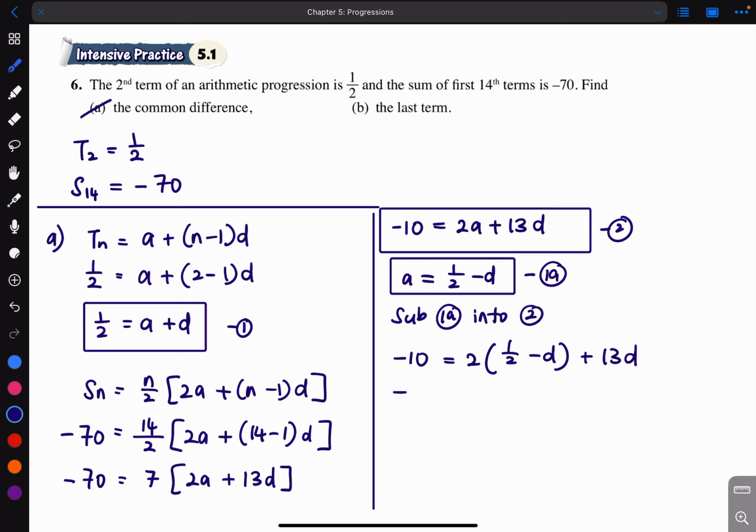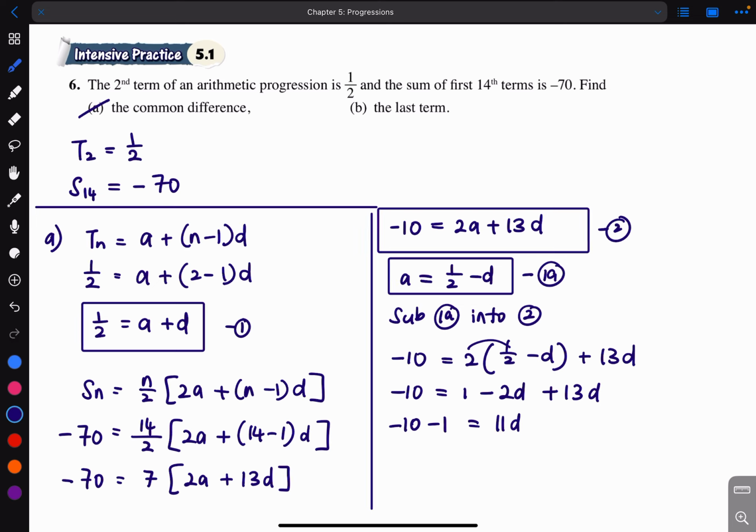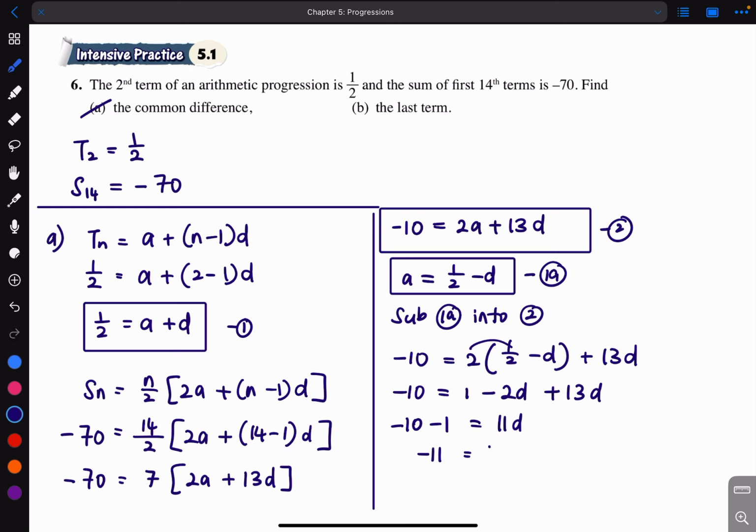Then we expand. 2 times 1 over 2 is 1, minus 2d plus 13d. So negative 10 minus 1 will be 11d. So negative 11 is 11d, therefore d equals negative 1. Done. d is negative 1.